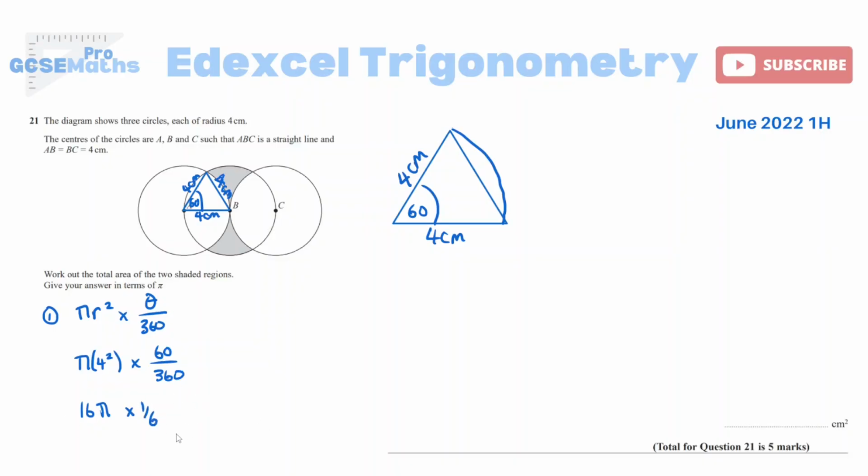And if you were to multiply them, I'm not going to work it out as a decimal, I would just leave it as a fraction. That's the same as 16 over 6, which would simplify to 8 over 3 pi. So that's the area of the whole sector, including that bit there. That would include all of this.